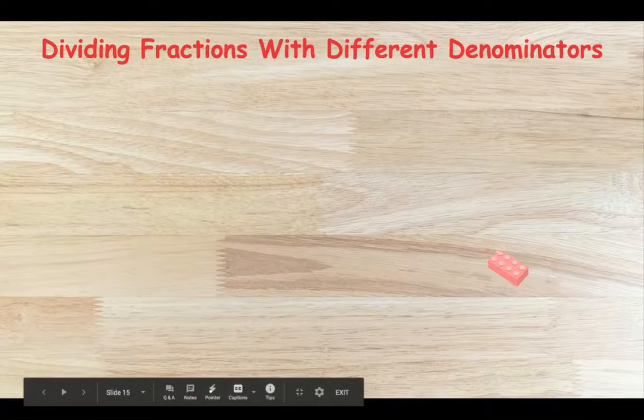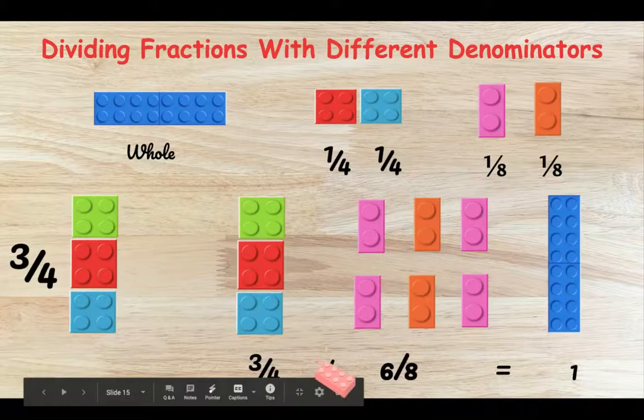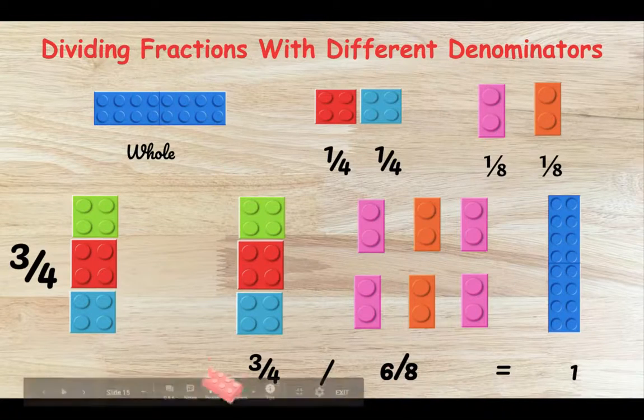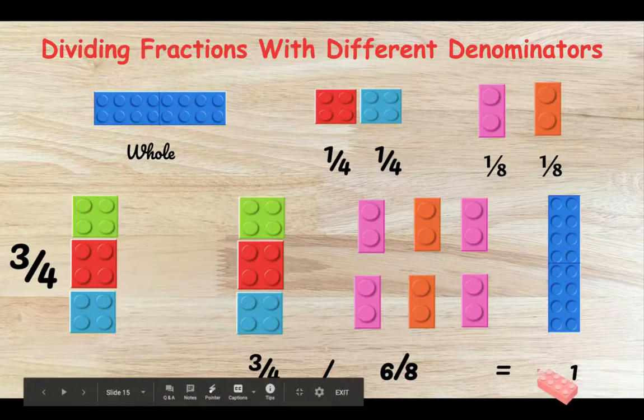Dividing fractions with different denominators. Over here, when we flip the fraction, we get 8 into 3, which is 24, and we get 6 into 4, which is also 24. So 24 divided by 24 is equal to 1. Therefore, 3/4 part divided by 6/8 part equals 1 whole.